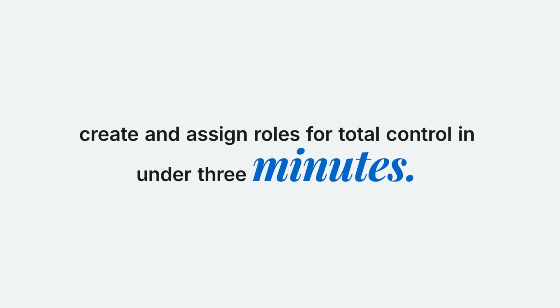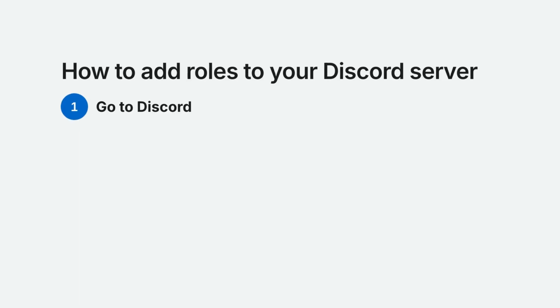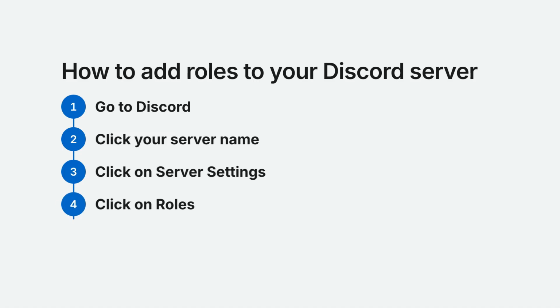Are you tired of your Discord server being a chaotic mess where anyone can do anything? Learn how to create and assign roles for total control in under 3 minutes. First, we'll go to Server Settings and create a new role. Then we'll set permissions and assign it to members.